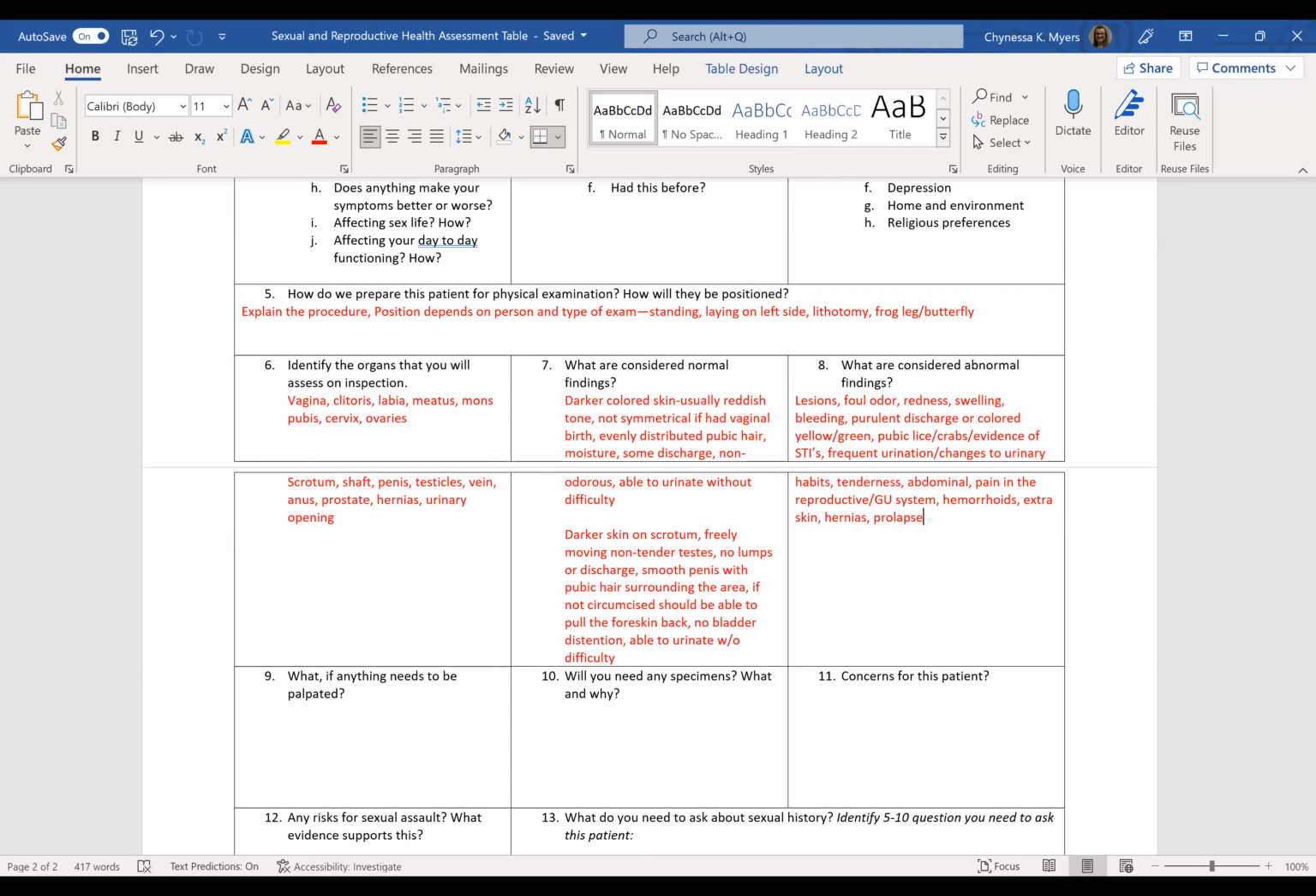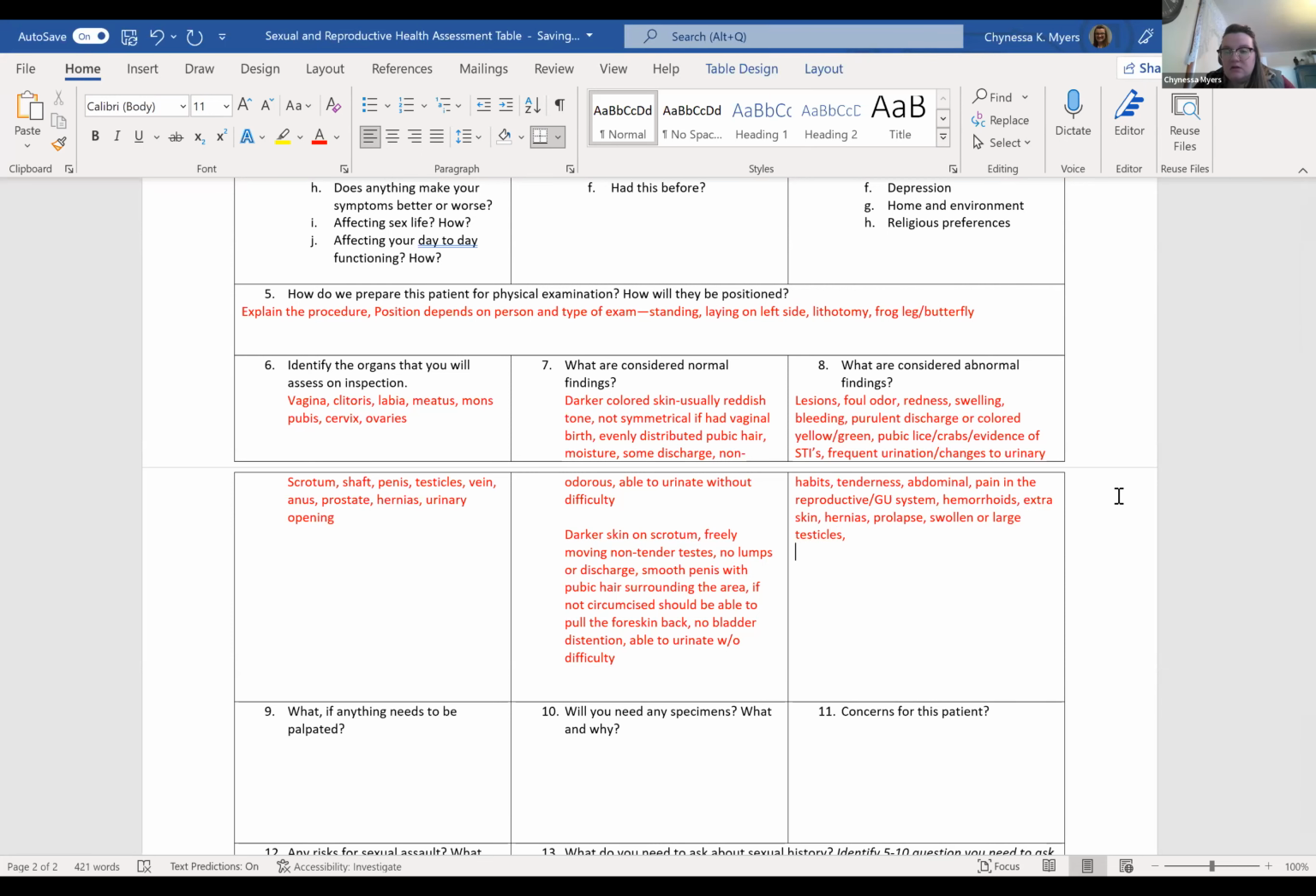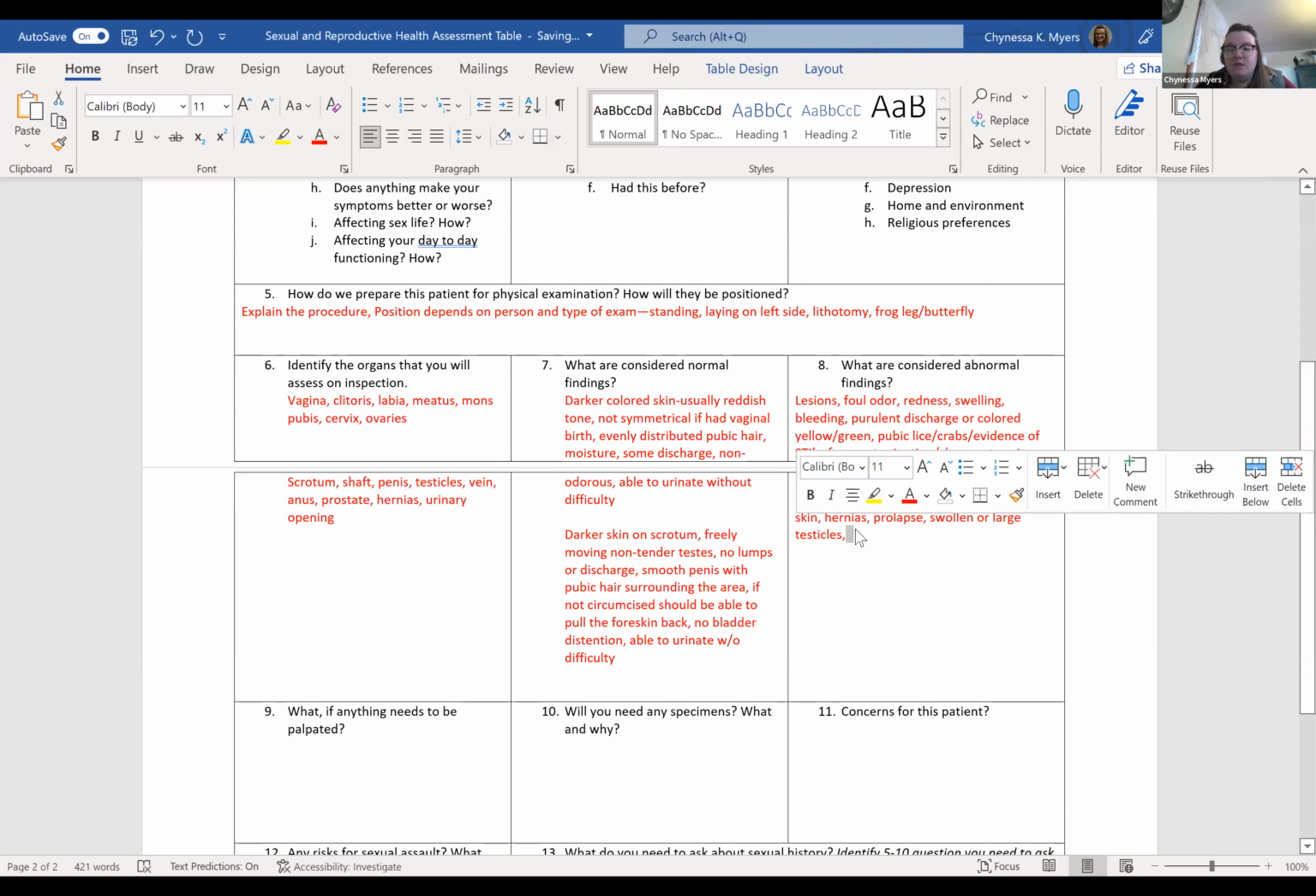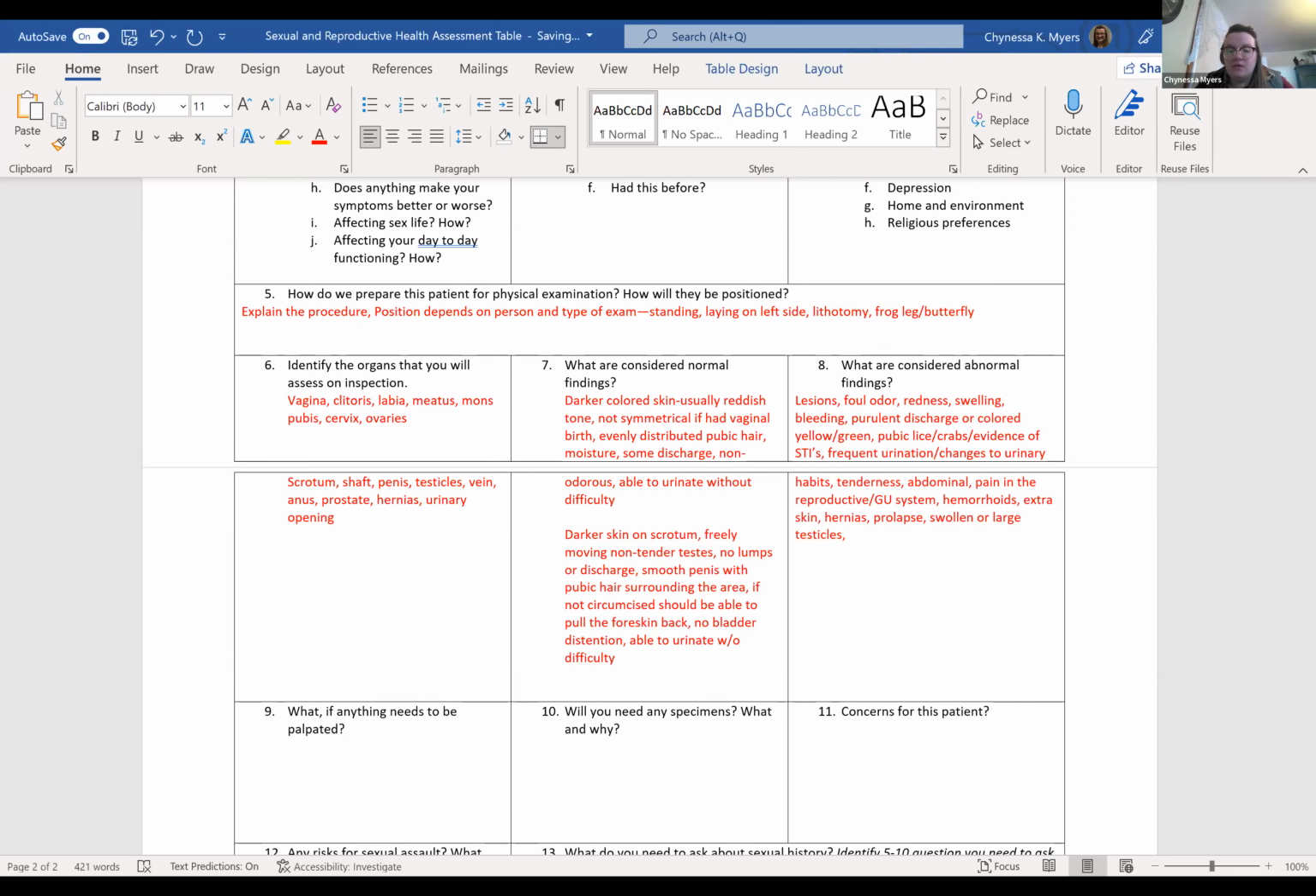Good. What about disproportionate size, like for your testicles? Oh yeah, so swollen testicles. Yep. Swollen or large testicles. Hemorrhoids, yes, we have hemorrhoids. Only one or no testicles. Yep. No testes.